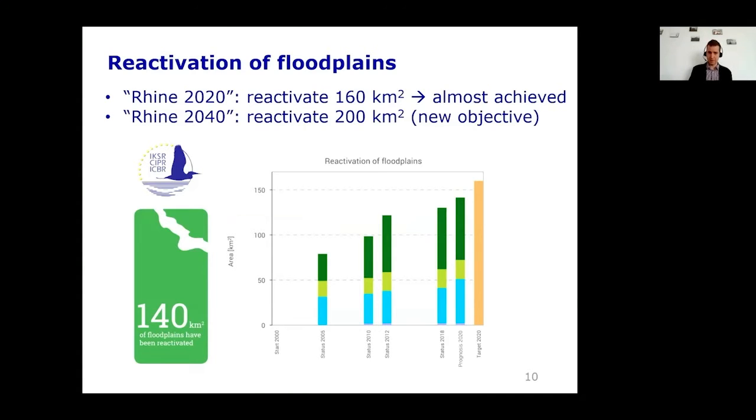So states understood that they had to do something and give back space to the river so that when it bursts its banks, it actually floods wetlands instead of built up areas without causing damage to humans. So the objective of our Rhine 2020 program was therefore to reactivate 160 square kilometers of floodplains by 2020. Last year, we did an assessment and found out that we achieved to reactivate 140 square kilometers. So the objective was almost achieved, but still, this is a huge success. And therefore, in the Rhine 2040 program, our countries, our nations have agreed to reactivate an additional 200 square kilometers in the next 20 years.